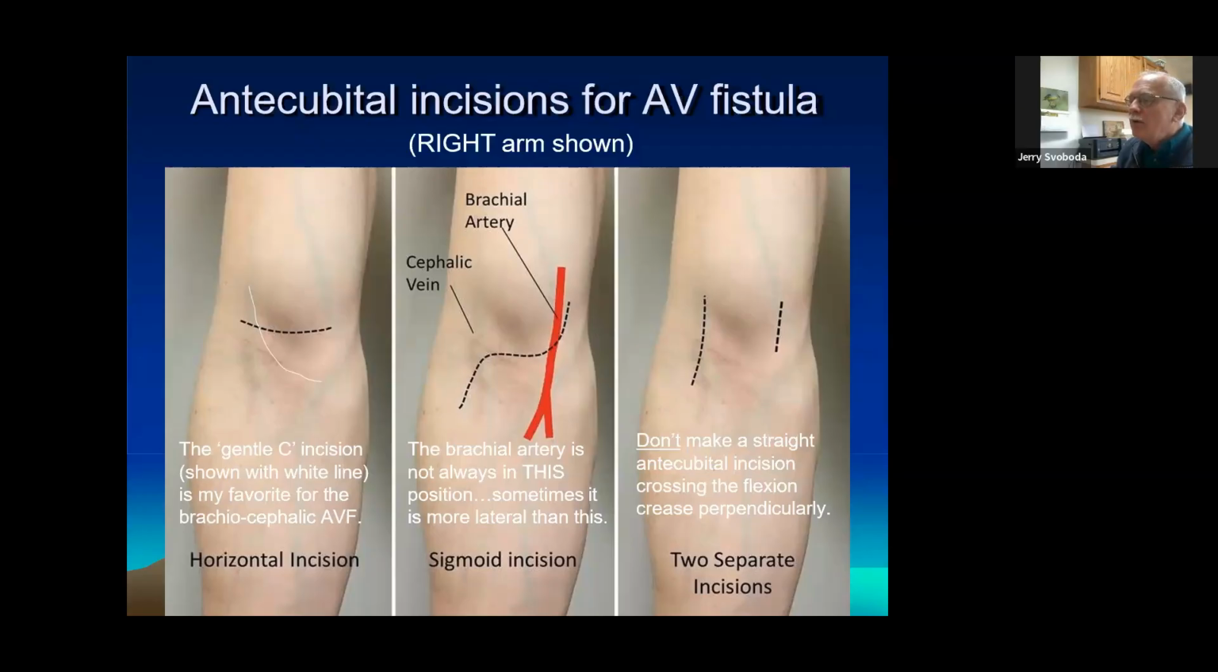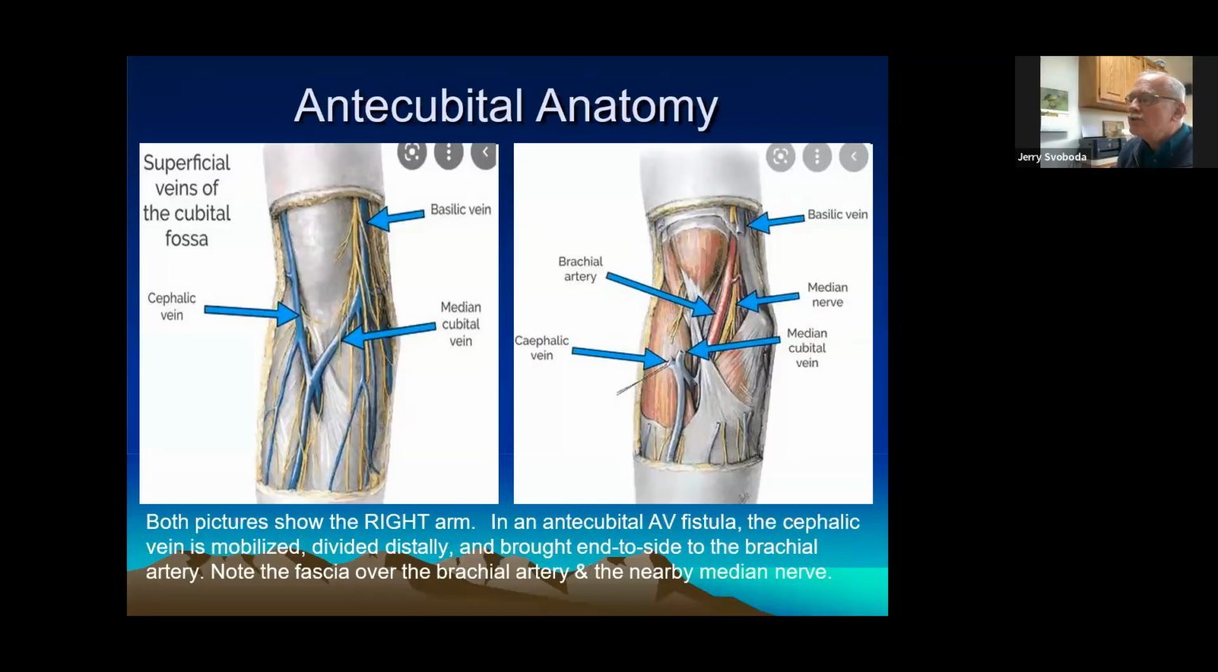Going back to using the curved white line, that will get you the best exposure, in my experience, of the brachial artery and cephalic vein. This just shows us the usual location.